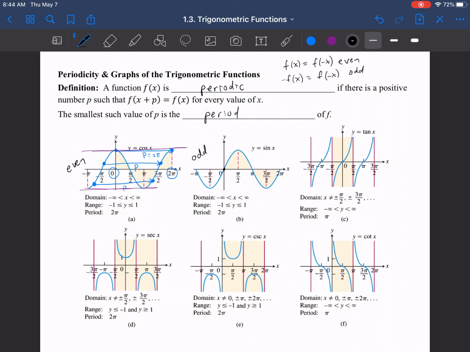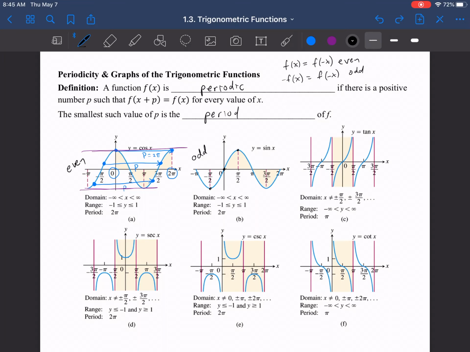And so that is true. If we plug in pi/2, we get 1. If we plug in -pi/2, we get -1. That's this idea right there. Plug in a negative and get the negative of what you would have gotten for the positive value.